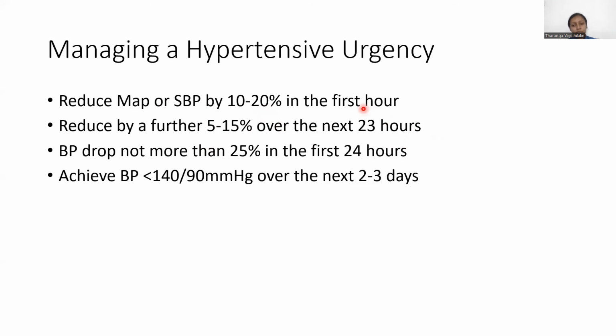It's 24 hours. In hypertensive emergencies, we took minutes to the first hour to bring the blood pressure down by 25%. Here, we take about 24 hours to bring it down by 25%. BP drop not more than 25% in the first 24 hours. In hypertensive emergencies, we say BP drop not more than 25% within the first hour. Right? Okay.